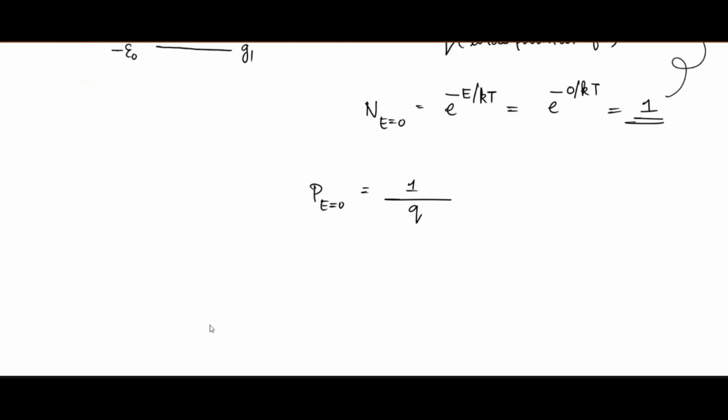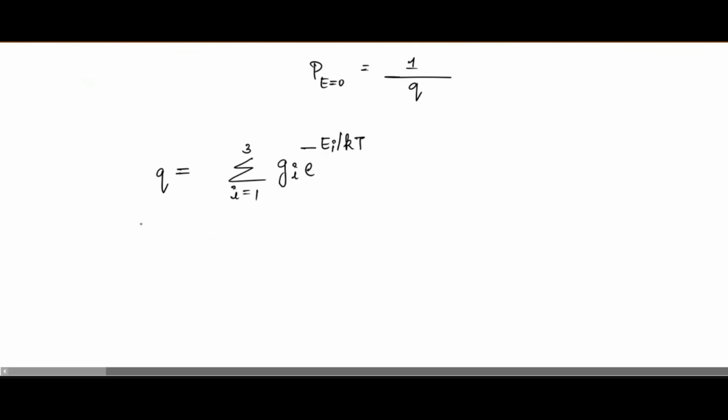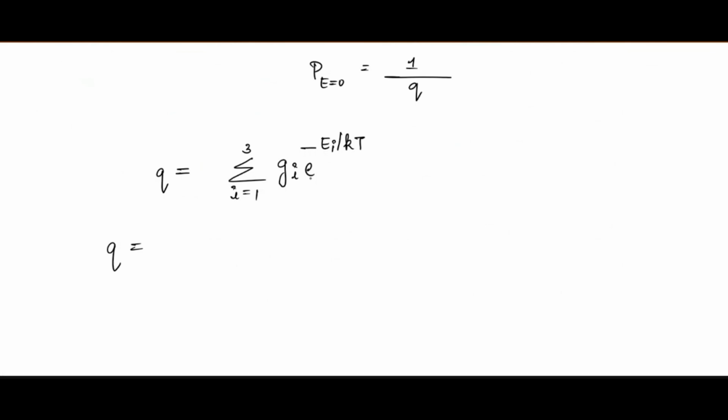Okay, now what is the total partition function? Total partition function is equal to summation of i is equal to 1 to 3, Gi e to the power minus Ei by kt. So that is equal to, degeneracy 1. Now split it: G1 e to the power minus E1 by Boltzmann constant times T plus G2 into e to the power minus E2 by KT plus G3 into e to the power minus E3 by KT. Degeneracy is 1.